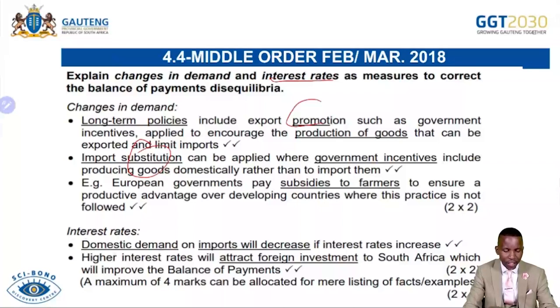And then interest rate. We know that local consumers will always be tempted to take loans if ever interest rate is very low. So if ever interest rate has been reduced, consumers will always borrow money or take loans from commercial banks and spend on goods and services, which can even be imported goods and services. So if interest rates are increased, that reduces money supply in circulation and results in local consumers having less money. As a result, they will be demanding less of imported goods and services, and that will be a correction of BOP deficit. Domestic demand on imports decreases if interest rates have been increased. Higher interest rate will attract foreign investment to South Africa, which will improve the balance of payments.